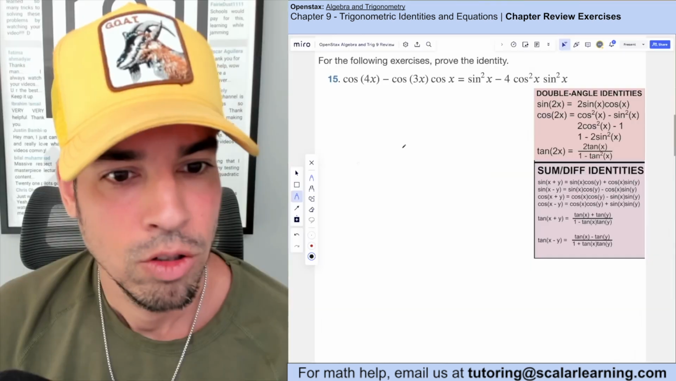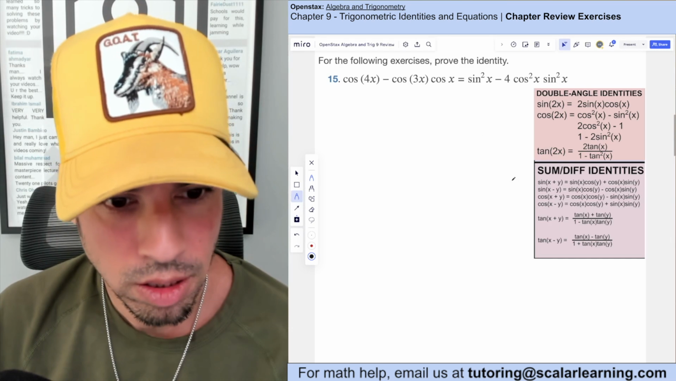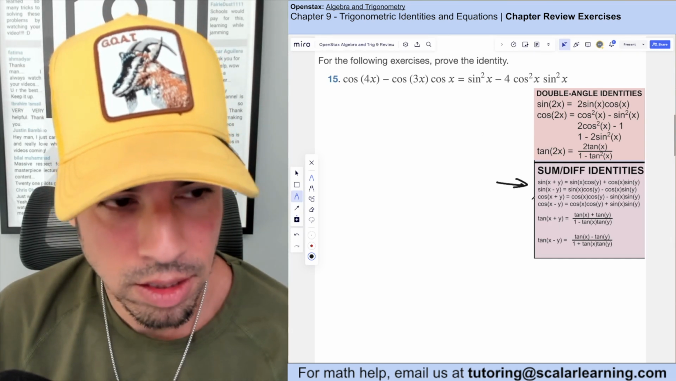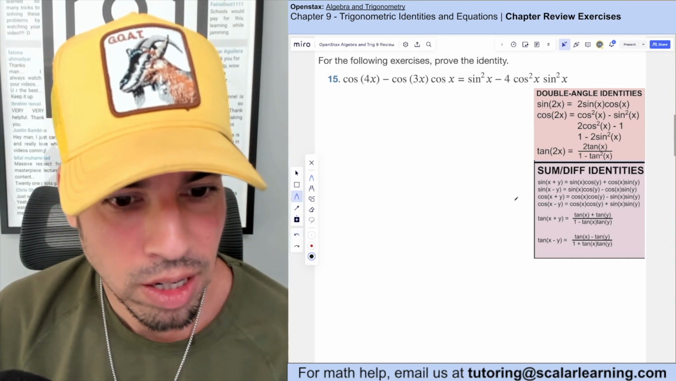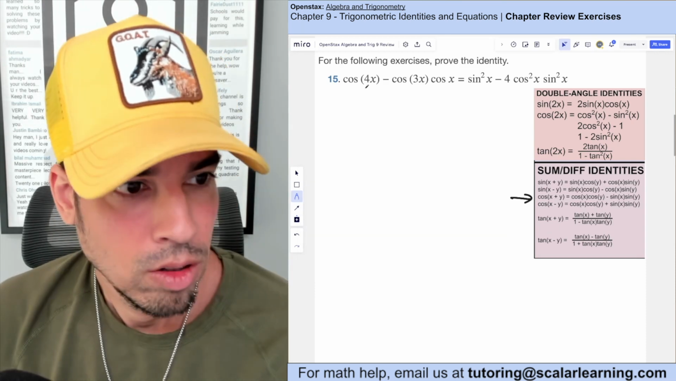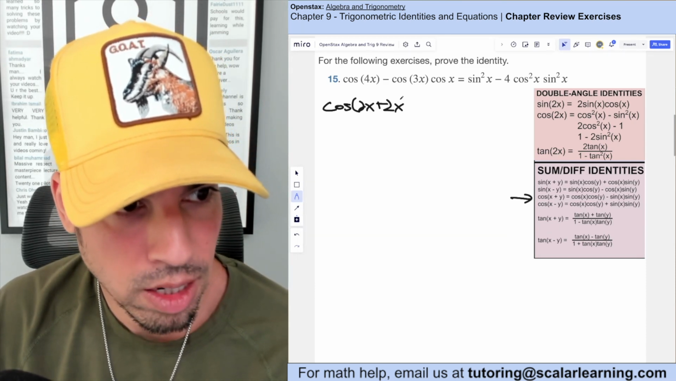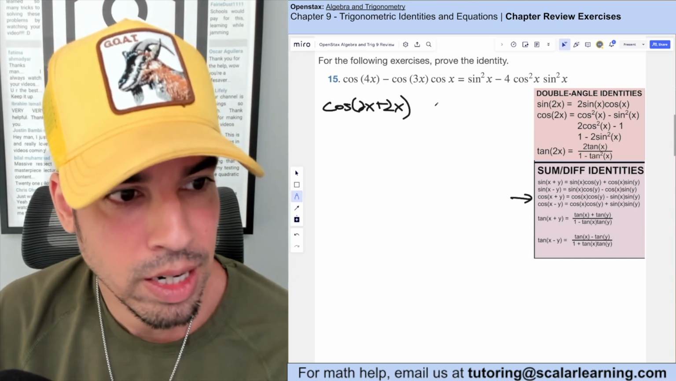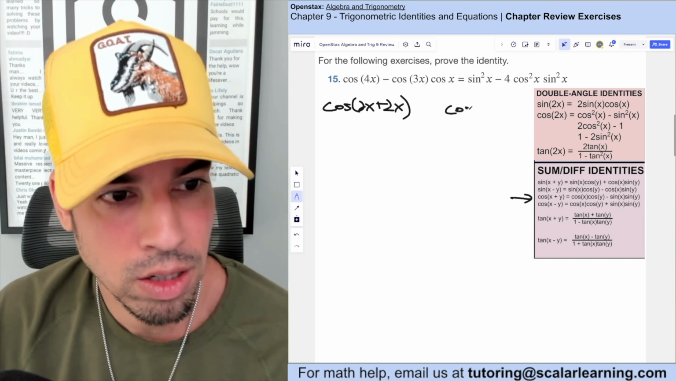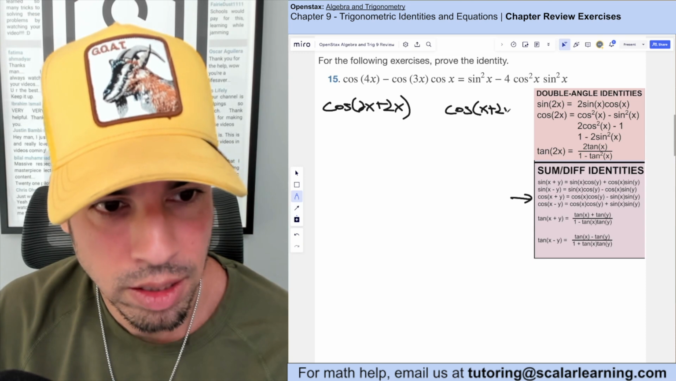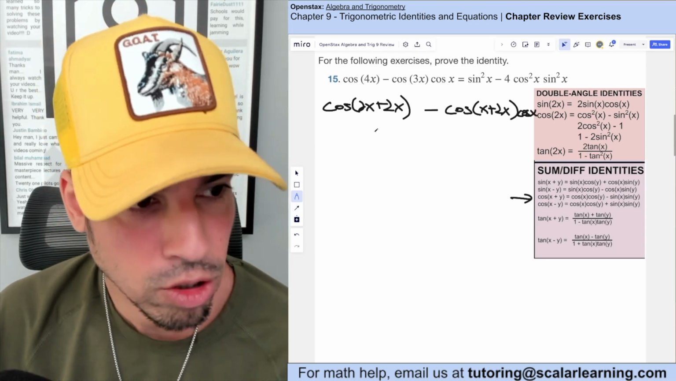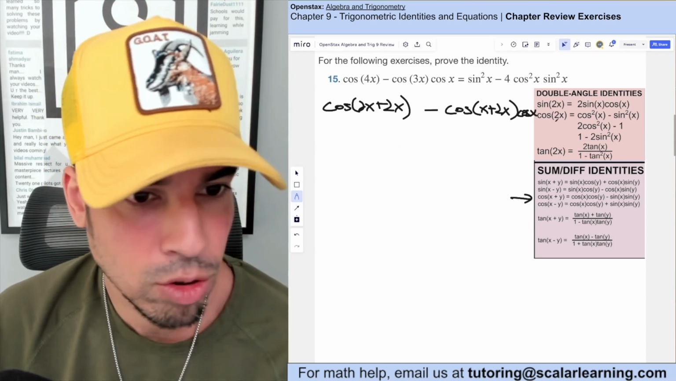Boom, done. So for this one, we're going to start by using the angle sum identities, okay? And in particular, we're going to use the cosine sum. So cosine of 4x is really cosine of 2x plus 2x, and then cosine of 3x is really cosine of x plus 2x. And then we still have that cosine of x there, so now we're going to use this identity to expand this out.